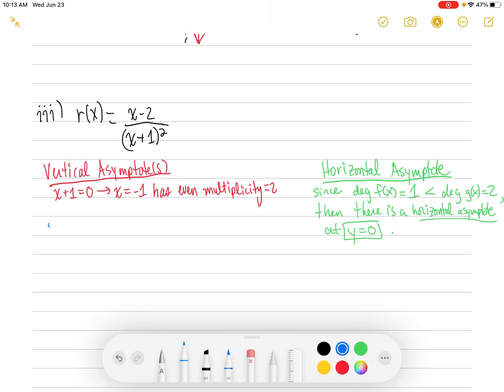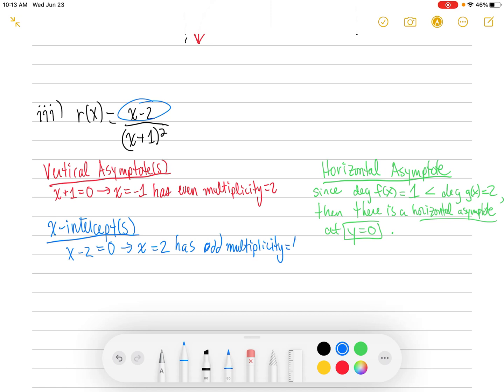Okay. What else do we want to do here? We also want to do x-intercepts. How do we find x-intercepts? We take the top factors and set them equal to 0. We just have one top factor of x minus 2. Set that equal to 0. We get x equals 2 has odd multiplicity 1. Why odd multiplicity 1? Well, if you look at x minus 2, imagine parentheses here, there's a power of 1 out there that you don't see. So that's an odd multiplicity.